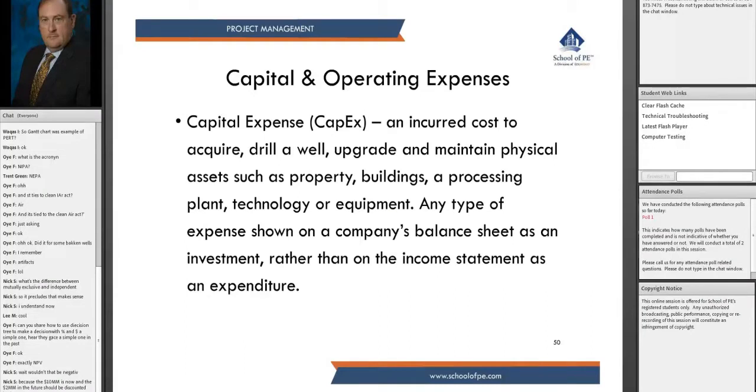Last two slides here, I'm just going to talk about CapEx. That's an incurred cost, CapEx and OpEx. In this case, it's some sort of cost to drill or acquire an asset. And I say properties, buildings, processing plant, could be a wellbore, but anything that is on your balance sheet as an investment as opposed to an expenditure. It's called capital expense, commonly referred to as CapEx.